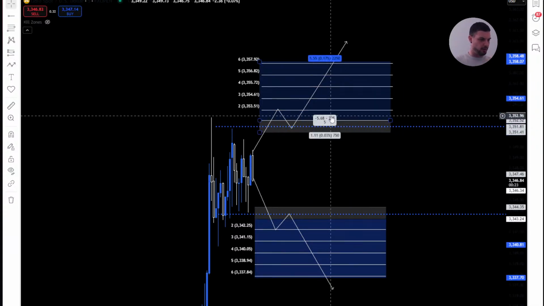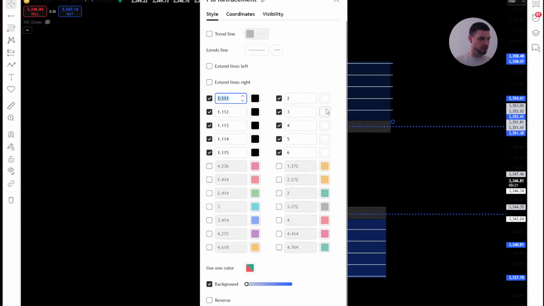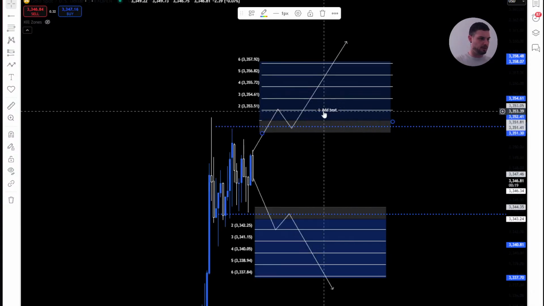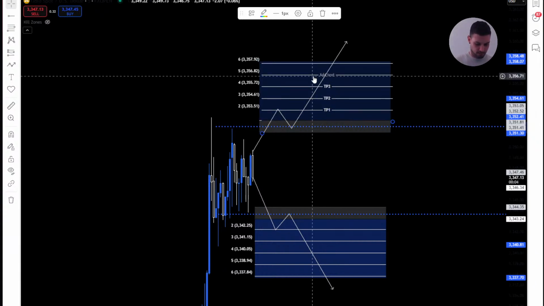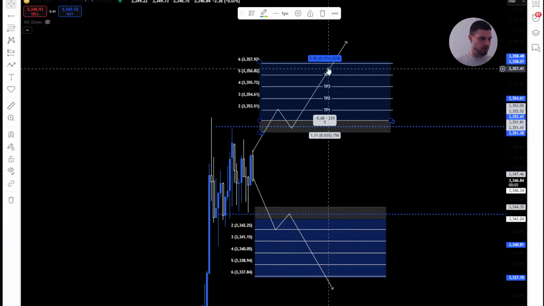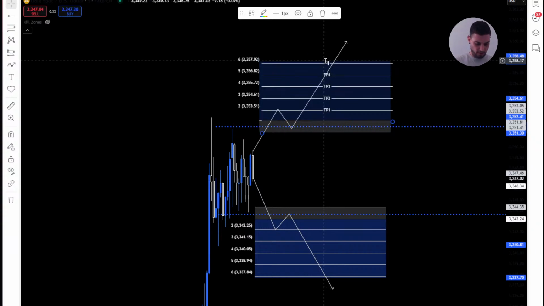So each value here is your take profit zones. So this is, put it in there. So that's your take profit 1. Take profit 2. Take profit 3. Take profit 4. And then take profit 5.